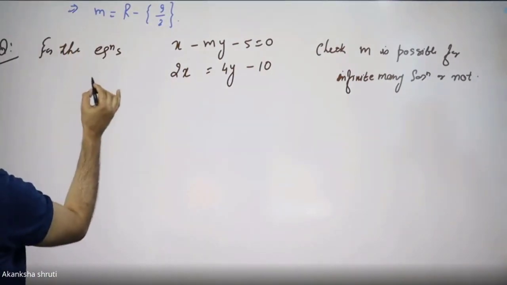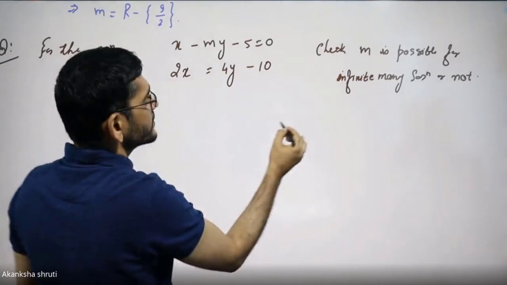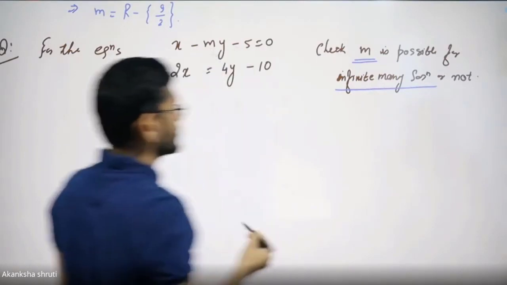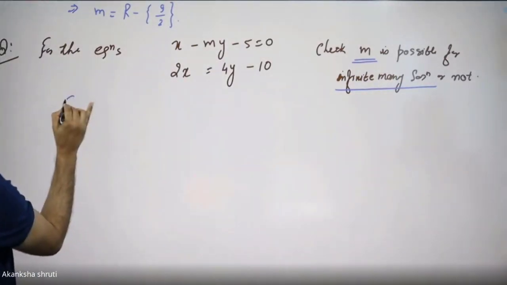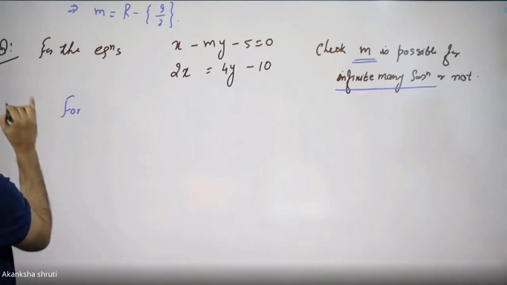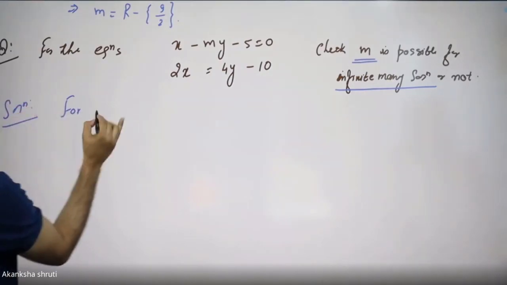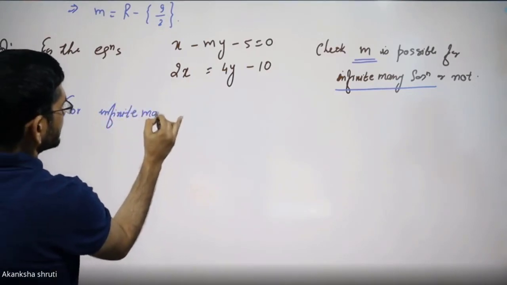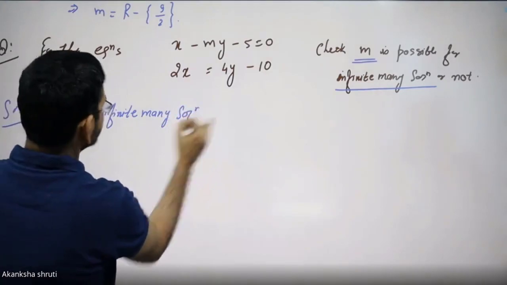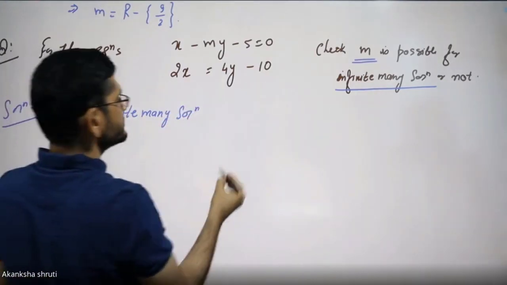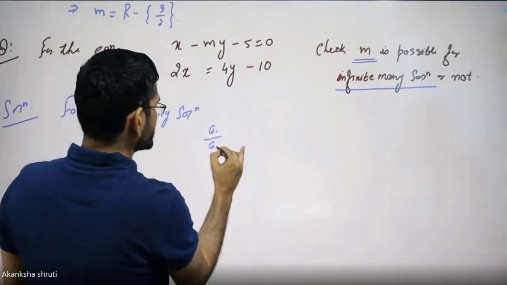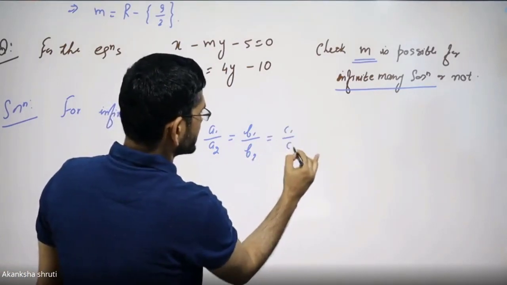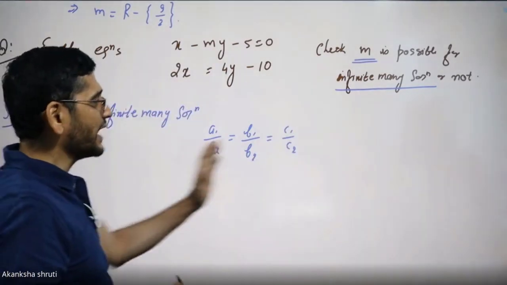Student, we are given two equations. We have to find the value of m for infinitely many solutions. So what is the condition given? You apply that. So for infinitely many solutions, write down the condition: a1 by a2 should be equal to b1 by b2 should be equal to c1 by c2. This is the primary requirement and it must be satisfied.